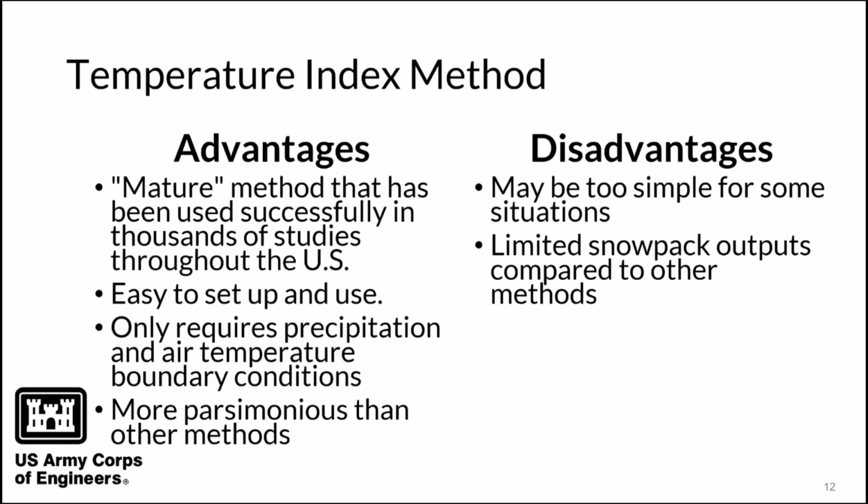But some of the disadvantages, it may be too simple for certain situations, right? We're going to talk about some of those situations here in a second. There's also limited amounts of output that we can supply with that. Things that are specifically missing, stuff like albedo or snow depth, we don't actually compute that within the temperature index method. So you can't actually get those.